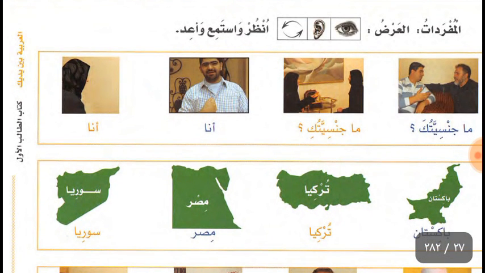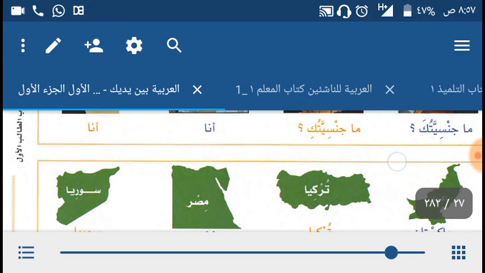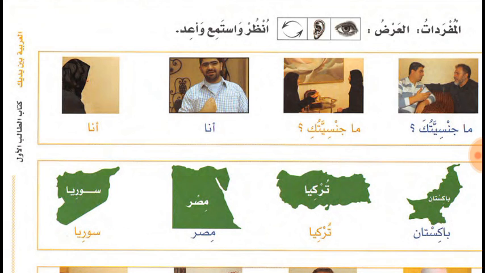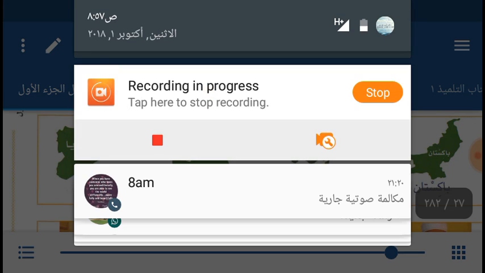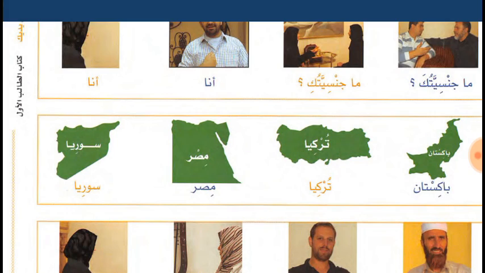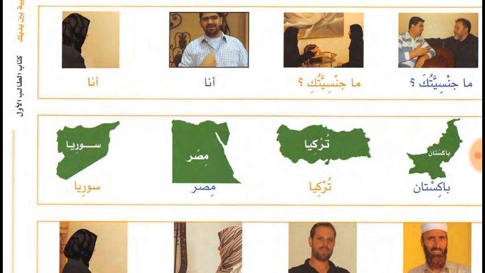Al-Mufradat. What is the meaning of Al-Mufradat? Al-Mufradat means vocabulary. Okay, good. Vocabulary of the presentation. Now read these phrases and tell me their meaning. Ma jinsiyatuka? What is your nationality? Ma jinsiyatuki? What is your nationality for female? Ana means I.